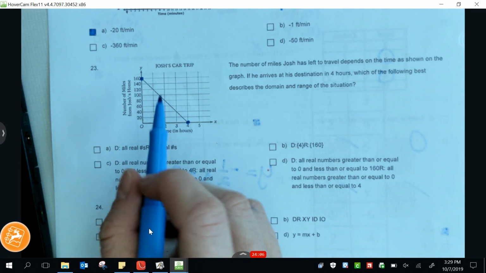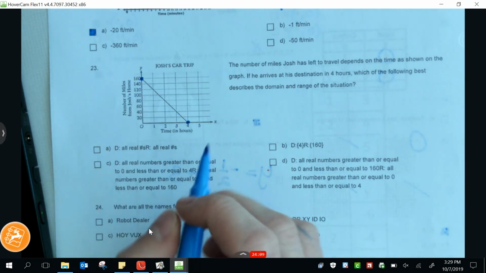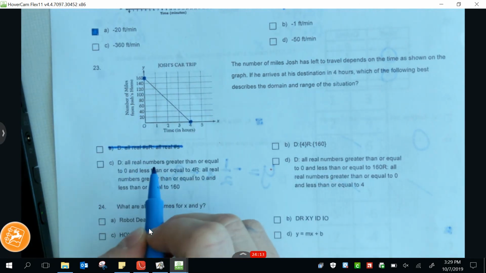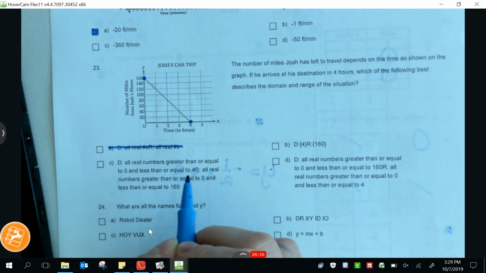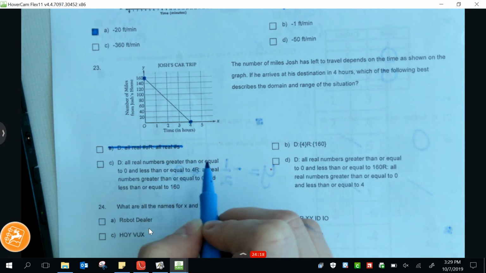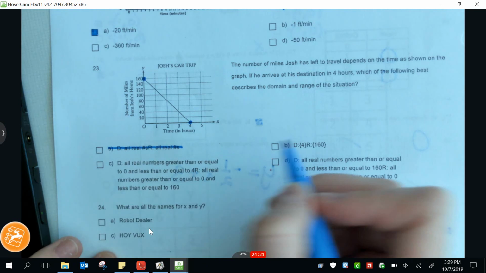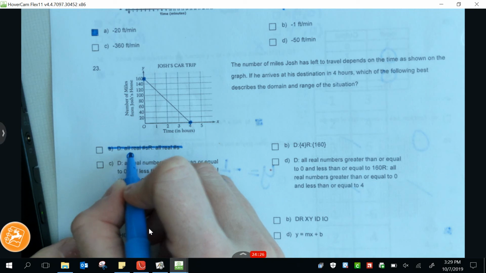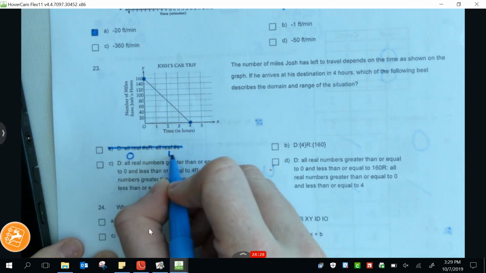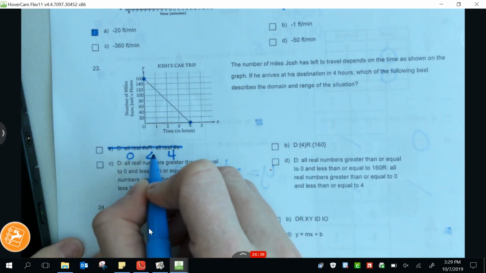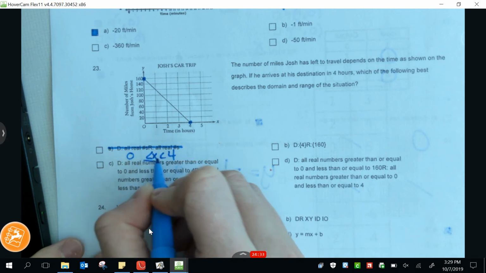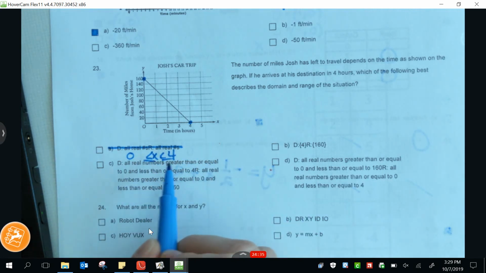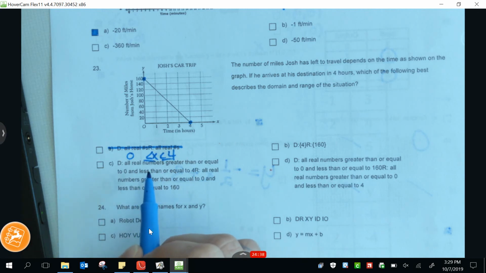So domain, all real numbers? Well, again, it doesn't go on forever in either direction, so it's not all real numbers. Domain, all real numbers, and don't stop here because it's got requirements. All real numbers greater than or equal to 0, so domain is left to right. So my leftmost point is at 0. My rightmost point is at 4. So let's see if it fits that. All real numbers greater than or equal to 0 and less than or equal to 4. Well, it talks about both of those things.